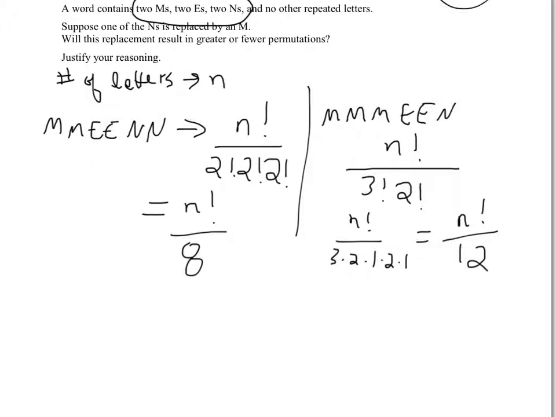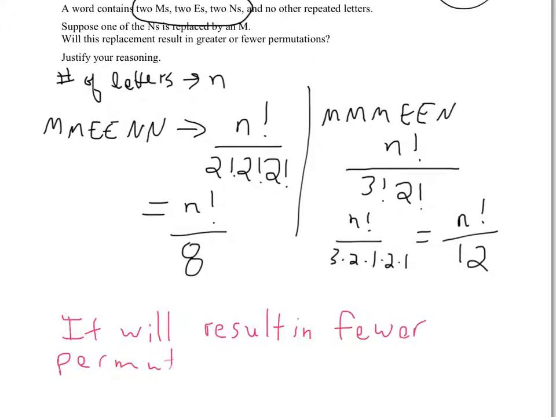So to answer our question, will this result in greater or fewer permutations? It will result in fewer permutations. And the reason is that N factorial over 12 is less than N factorial over 8. So that is a reasonable explanation there.